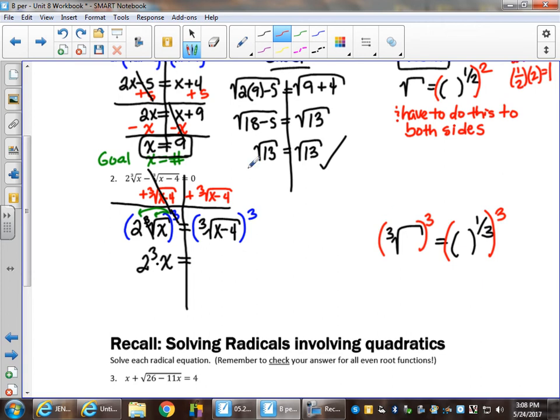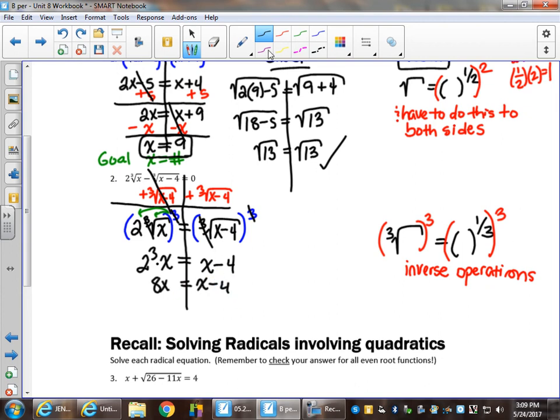To keep our solving balanced, what we do to the left, we have to do to the right. Just as the third root and the power of 3 canceled here, the power of 3 and third root cancel, leaving x minus 4. 2 to the third is 8, so I have 8x equals x minus 4.